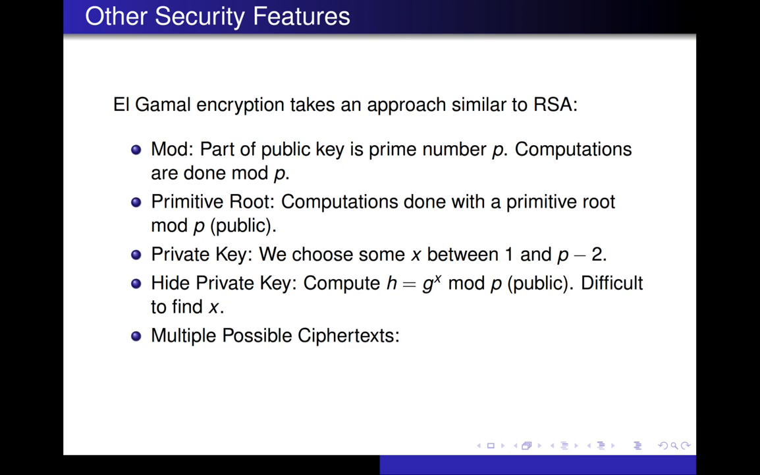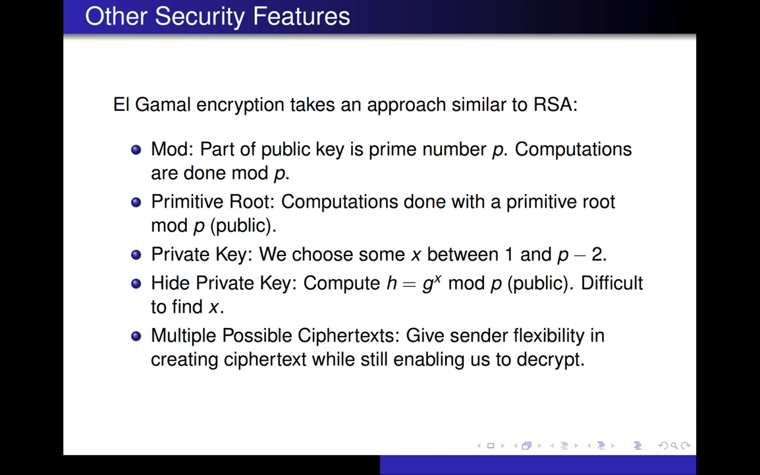Now, one of the features of ElGamal that's a little bit different than RSA is that for a given plain text, you can actually have more than one possible ciphertext. What this does is give the sender flexibility in creating ciphertext. And the amazing, almost magical part is, no matter how the sender sends that ciphertext, we will always be able to find the plain text from it. I'll show you how that works once we get to encryption and decryption.